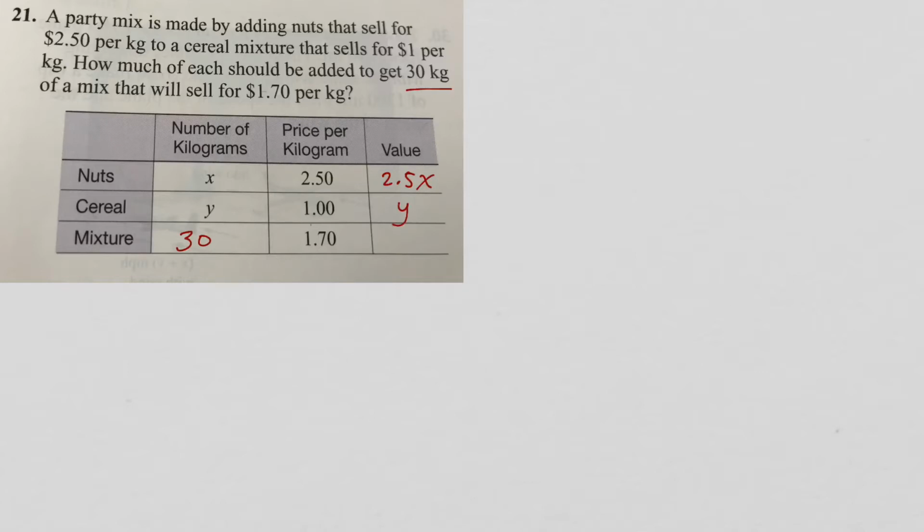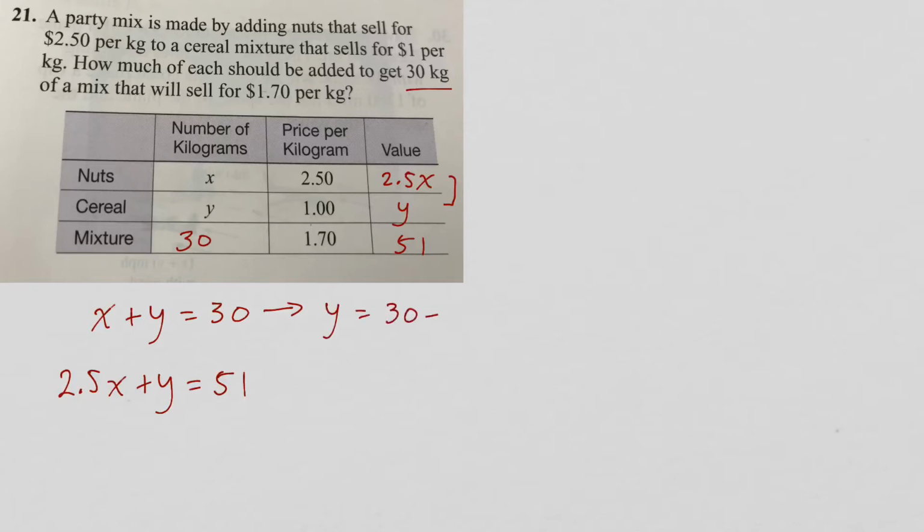And when I multiply across, I get 30 times 1.7 is $51 here. So one equation is X plus Y is equal to 30. The other equation, when I add up these two, I get 2.5X plus Y is equal to 51. I'm going to solve this using substitution. So I'm going to solve this for Y. So Y is equal to 30 minus X. And I'm going to plug that in here.